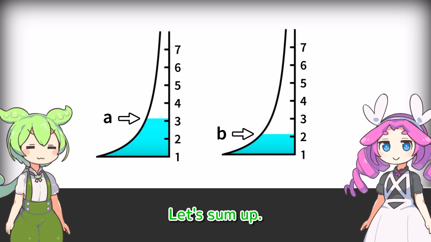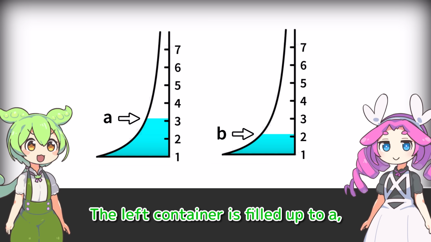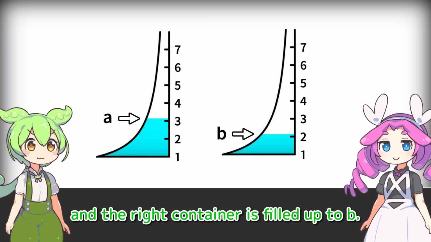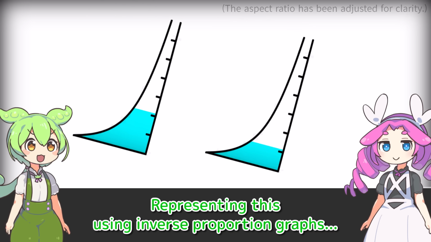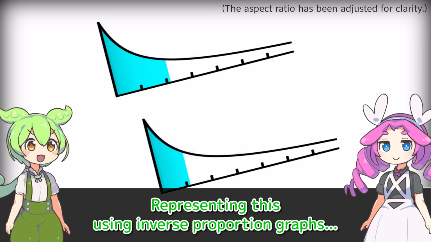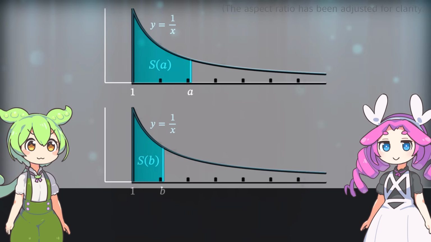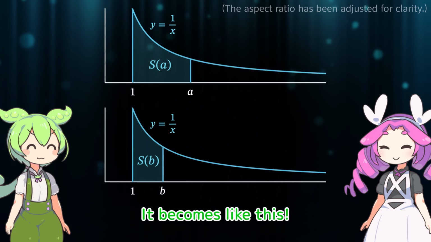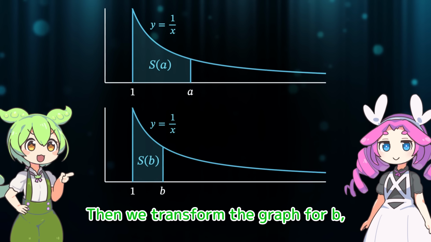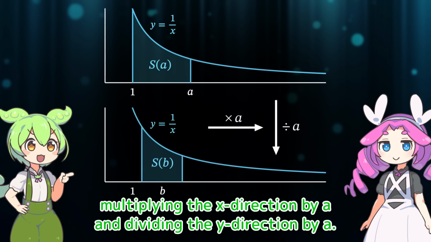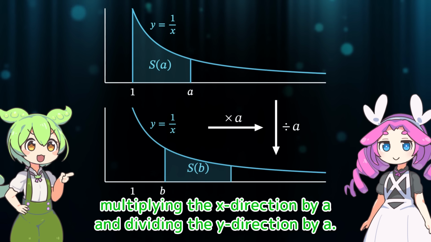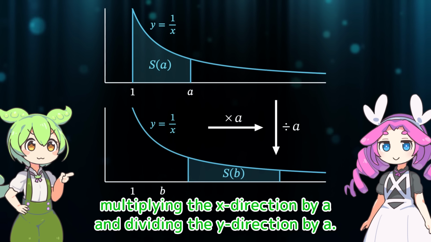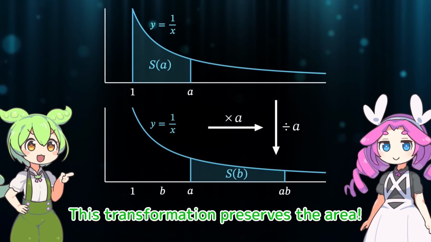Let's sum up. The left container is filled up to A, and the right container is filled up to B. Representing this using inverse proportion graphs, it becomes like this. Then we transform the graph for B, multiplying the x direction by A and dividing the y direction by A. This transformation preserves the area.